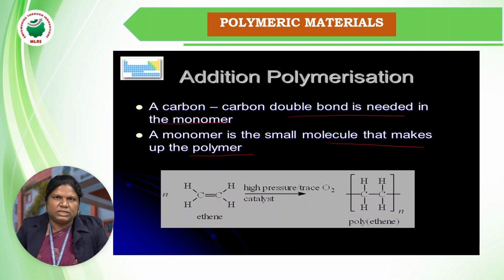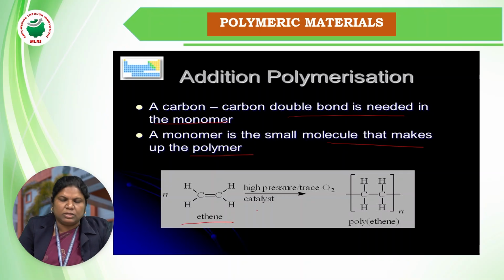In addition polymerization reactions, to form a polymer, the monomers must have the double bond. This is one of the important points which you have to note in addition polymerization reactions. Besides that, in addition polymerization reactions, no byproducts will be formed along with the product.